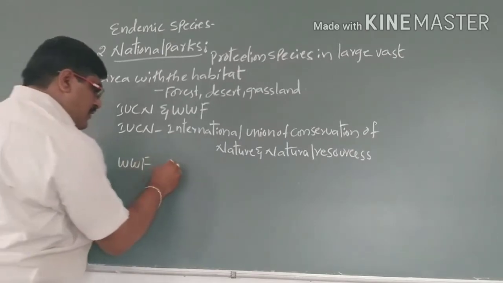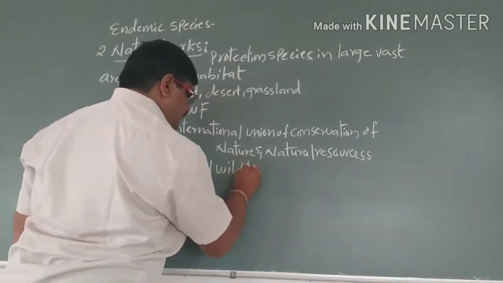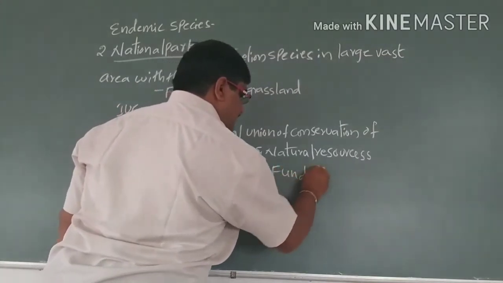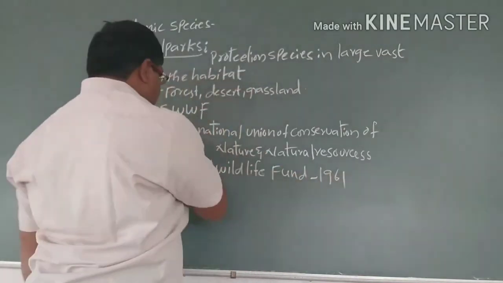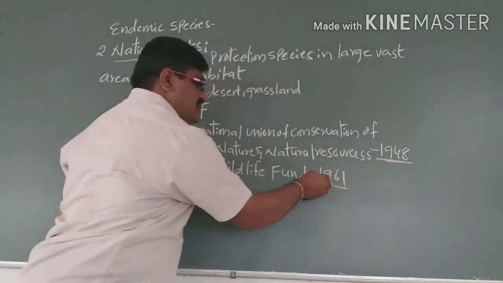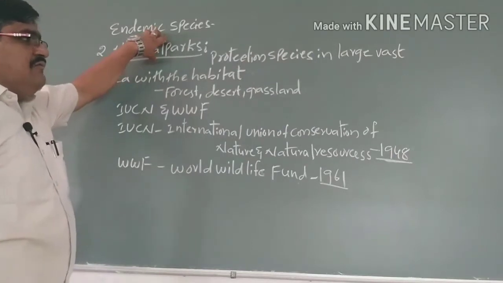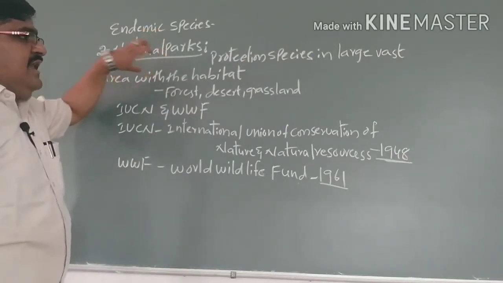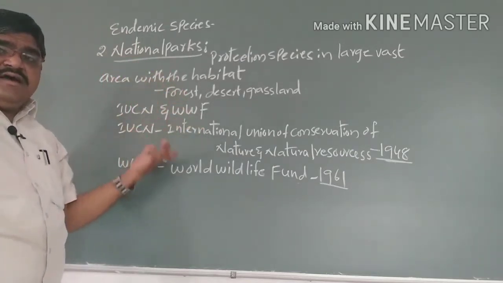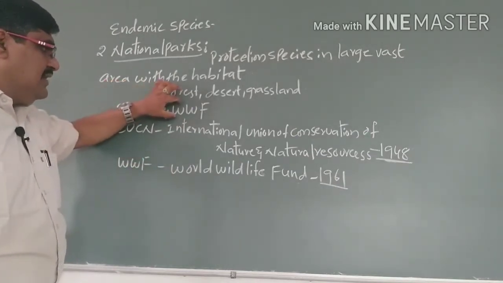WWF means World Wildlife Fund. The World Wildlife Fund was founded in 1961, and the IUCN was formed in 1948. These two societies helped in the establishment of national parks, where species are preserved in large areas within their habitat, such as a forest, a desert, or a grassland ecosystem.